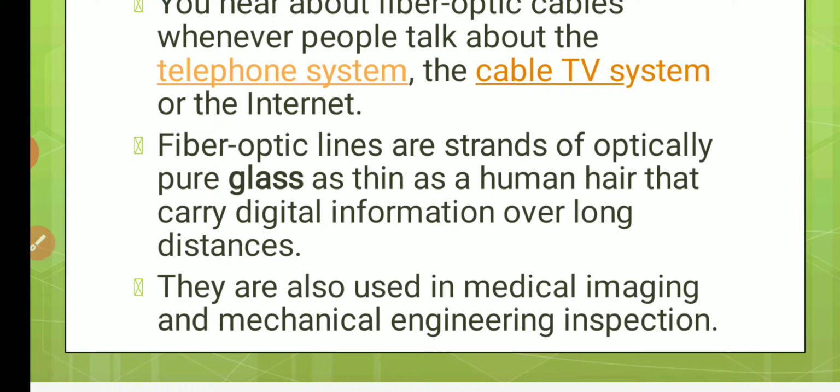Then the fiber optic lines are strands of optically pure glass as thin as human hair. That is, the fiber optic is made of pure glass, sometimes it is made of plastic, as thin as human hair, and it carries digital information over long distances. Note, it carries digital information over long distances. And they are also used in medical imaging, mechanical engineering applications, in a lot of applications. In this PPT just two applications are written, medical imaging and mechanical applications, but in electronics, mechanical and all other applications it is used.